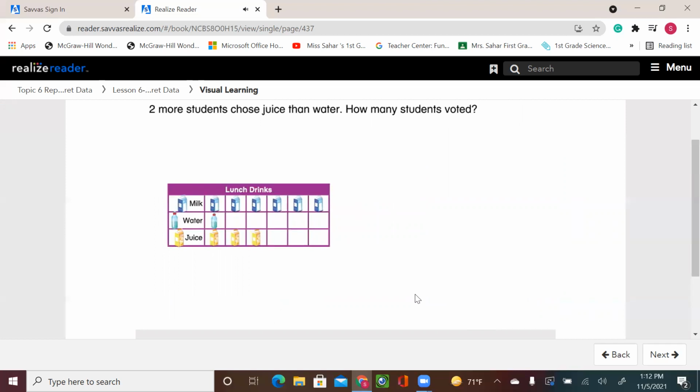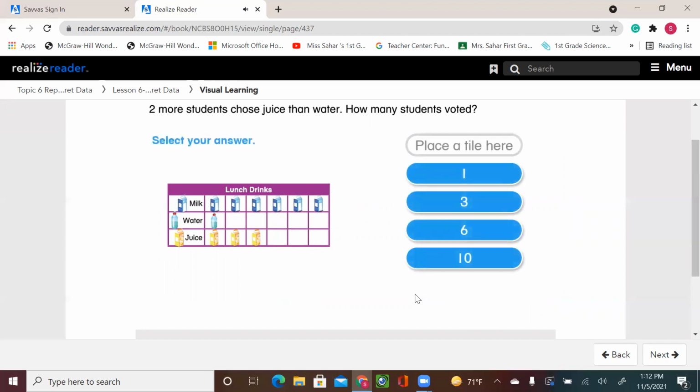How many students voted? Select your answer. So for this, we're going to count all the votes for milk, water, and juice to find out how many kids were part of this survey. So I know that 1, 2, 3, 4, 5, 6 kids chose milk, that's 6, and 1 chose water, that's 7, and 3 chose juice, that's 10. So 6 plus 1 plus 3 equals 10. So 10 students voted for this survey. Let's choose 10.